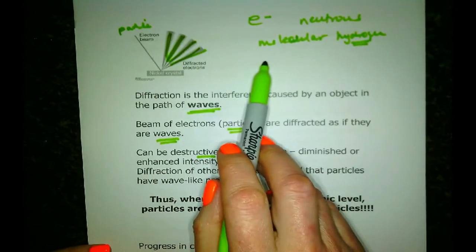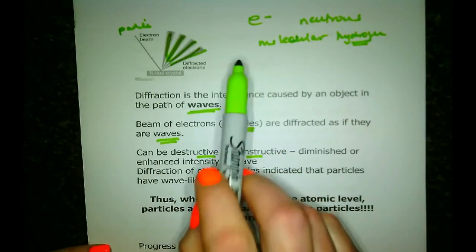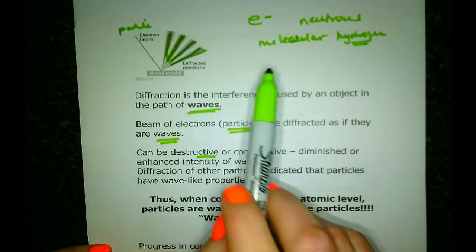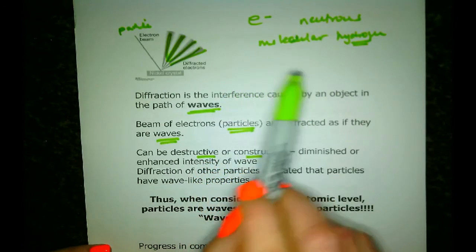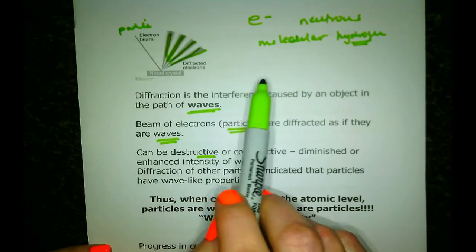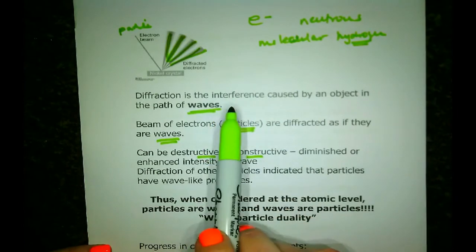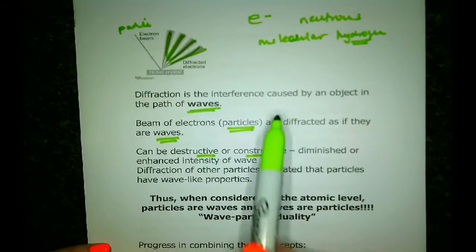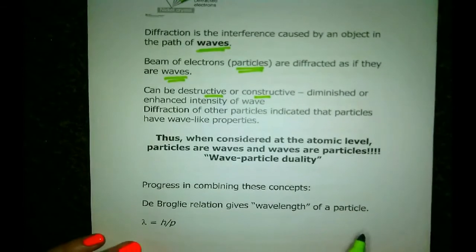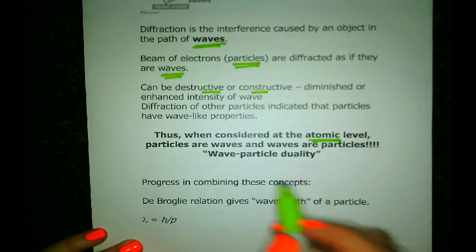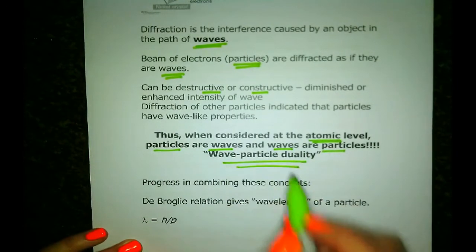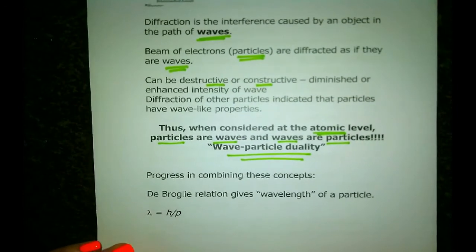So don't confuse this with the photoelectric experiment, which shows us that waves behave as particles. So you must be able to distinguish between the two. And if I ask you a question, you must know which experiment to give in the question paper. Okay, so when considered at the atomic level, particles are waves and waves are particles. And this is known as the wave-particle duality.